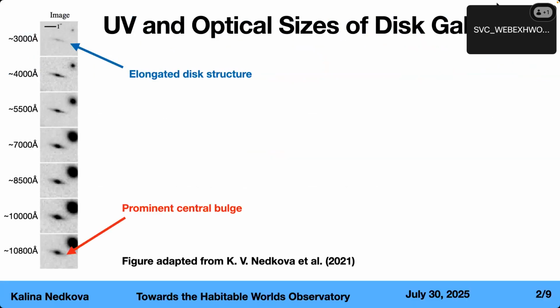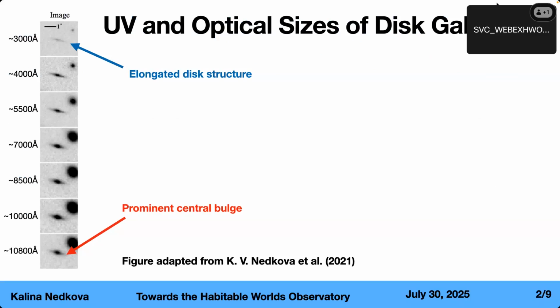Okay, so just to give you a little bit more information here, this is the same galaxy. You can see the rest frame wavelengths that these filters correspond to, and in the bluest filter, you're very sensitive to the elongated disk structure. In the reddest filter, you're picking up the central bulge.